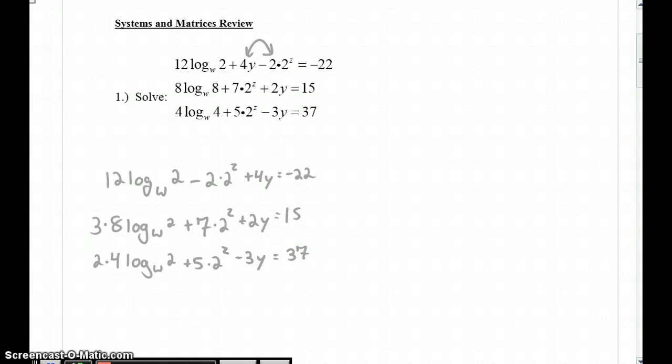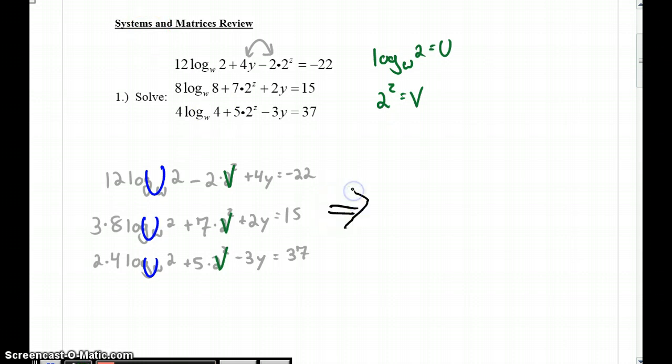Now what I want to do is make a substitution. Let's make log base w of 2 equal to u, and let's make 2 to the z equal to v. I don't have to do anything with the y because they're already pretty nice, but now I've got v's, v, v, and u, u, u. This lends itself really well to a matrix.